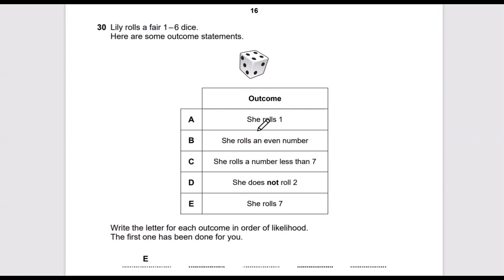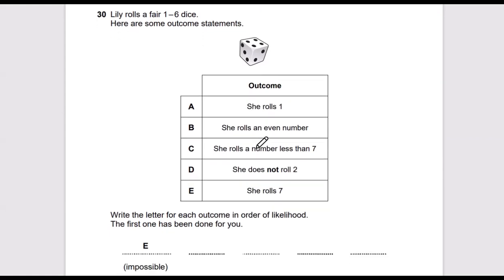So Lily rolls a 1 to 6 dice. Here are some outcome statements. She rolls 1. She rolls an even number. She rolls a number less than 7. She does not roll 2. She rolls 7. Write the letter for each outcome in order of likelihood. The first one has been done for you. E is impossible, rolls a 7. So the likelihood is impossible.